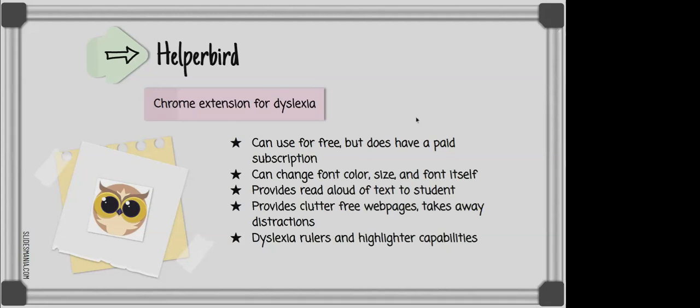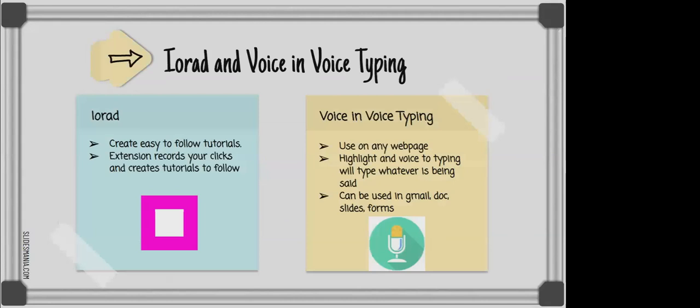The next one I want to talk about is Iorad. Iorad is a Chrome extension, and basically you can use that to create easy-to-follow tutorials. So if you wanted the students to set up a Google Doc in a certain way, or set up a Google slideshow in a certain way, you can click on Iorad, and basically you're just clicking through the process, and then this extension will make it into a video for students to see.